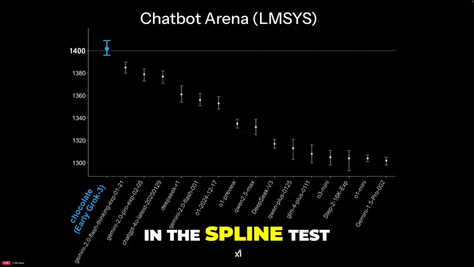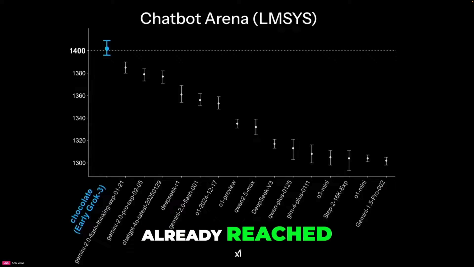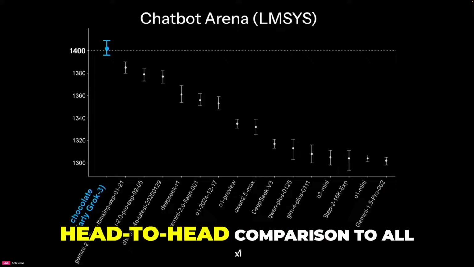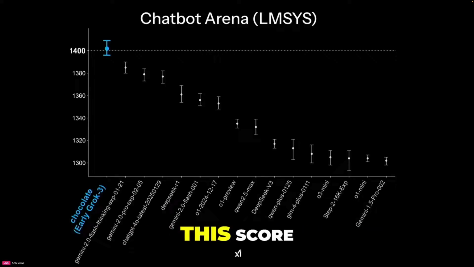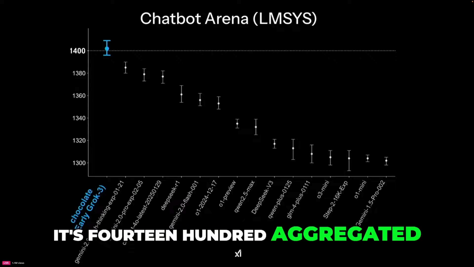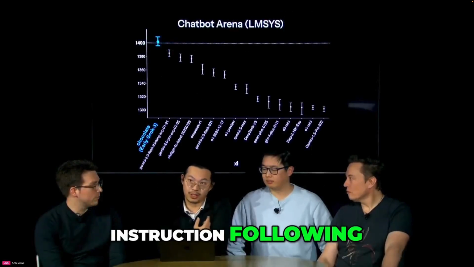Grok 3 on the AI benchmark. So in this blind test, an early version of Grok 3 already reached like 1,400. No other model has reached an ELO score, head-to-head comparison to all the other models, at this score. And it's not just one single category. It's 1,400 aggregated across all the categories in chatbot capabilities, instruction following, coding.